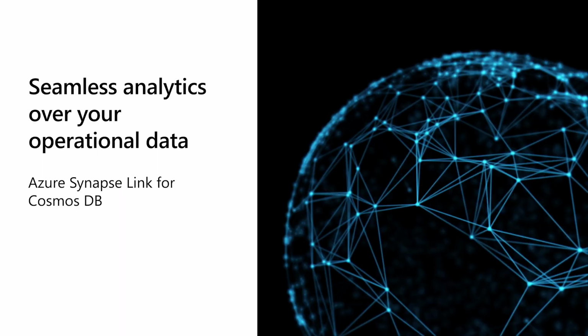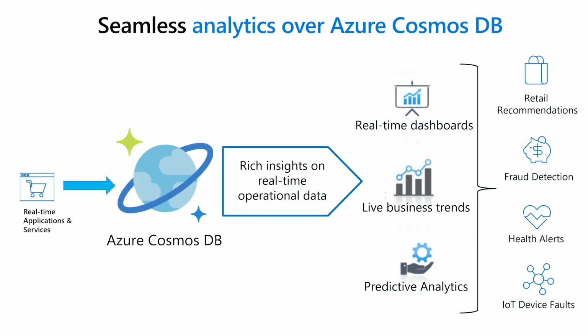This is, how do I extend doing analytics over the lake and data warehouse to seamlessly doing analytics over your operational data? This is operational data which is enabled through Azure Synapse Link for Cosmos DB.